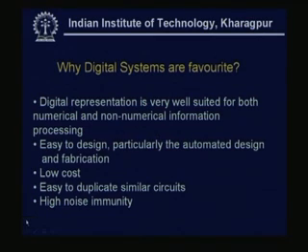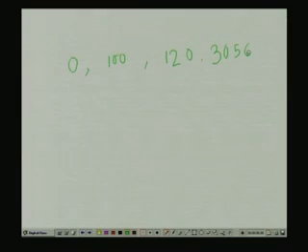Non-numerical information processing means, again, numerical means numbers like 0, 100, or 120, some bigger numbers, like 3, 0, 5, 6, 1. So what we will see in this class is that all these numerical values, whether a small number or a very large number, we can represent very efficiently. The digital representation of these numbers will be a very simple representation.